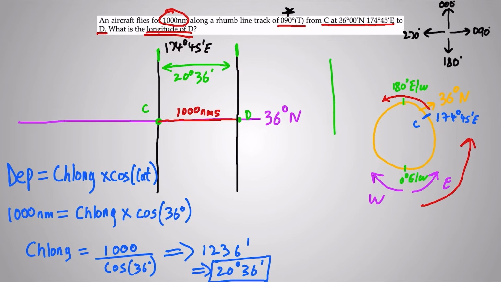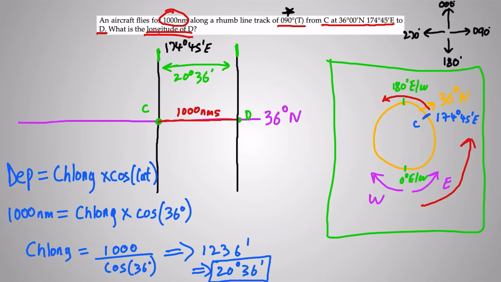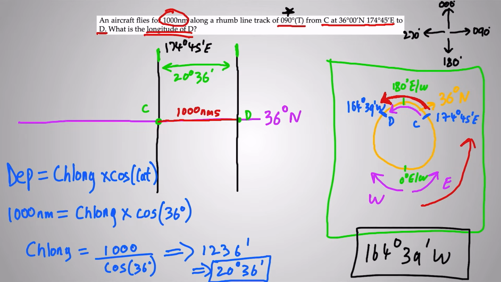So I come back to this diagram now. Here I see that D is supposed to be on this side along this red arrow, and I also know that the change in longitude between C and D is 20 degrees 36 minutes. So if I go 20 degrees 36 minutes this side, I get the point D, which is on longitude of 164 degrees 39 minutes west. So this is my answer, 164 degrees 39 minutes west. This is the longitude of point D.